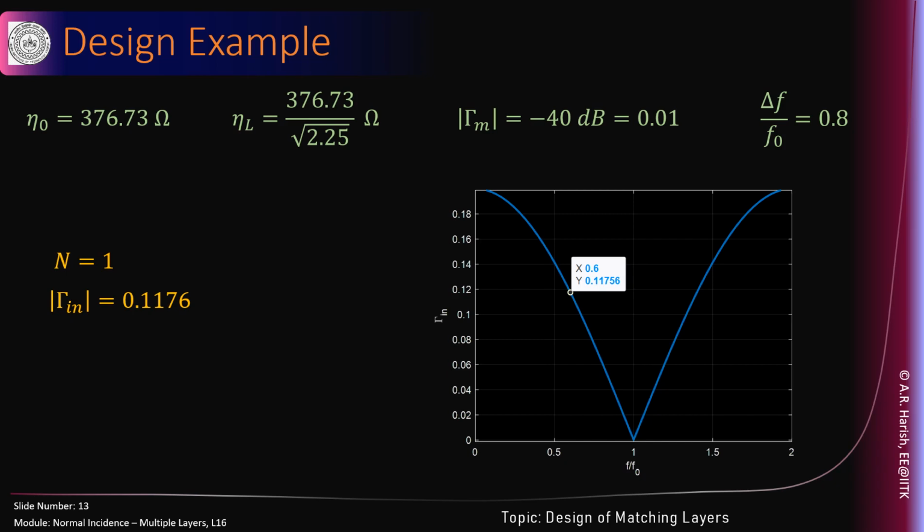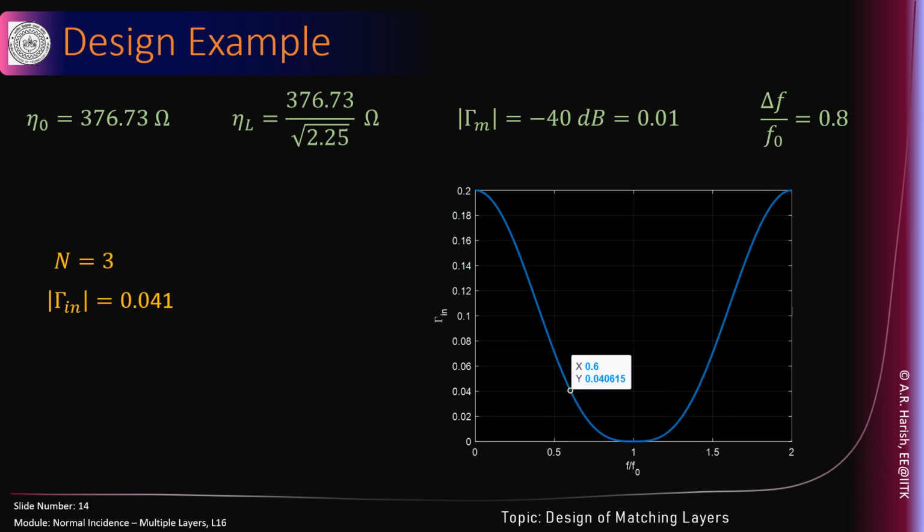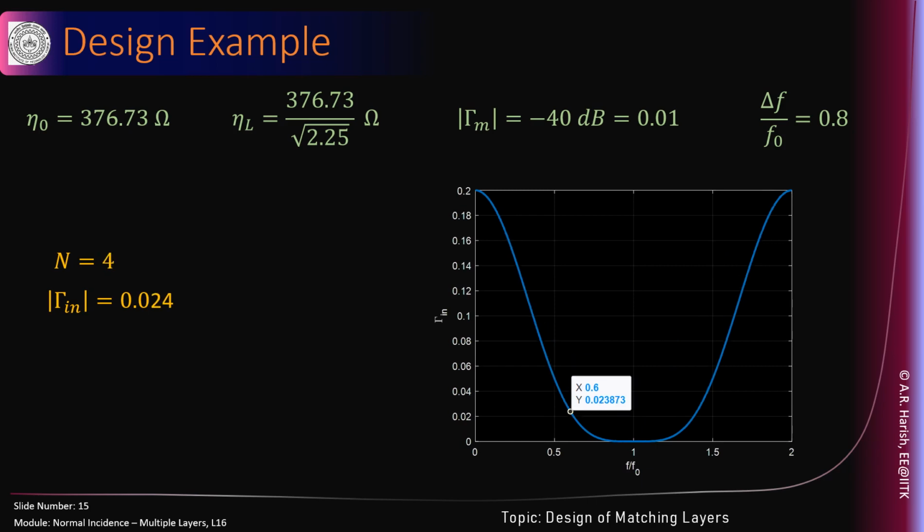What do we do? Increase the value of n equal to 3, we get 0.041. N equal to 4, 0.024. Are you watching? The shape of the curve is changing. It was very sharp. It became shallower, flatter, flatter. N equal to 5, it's really flat. And we achieve 0.014, still hasn't met the spec.